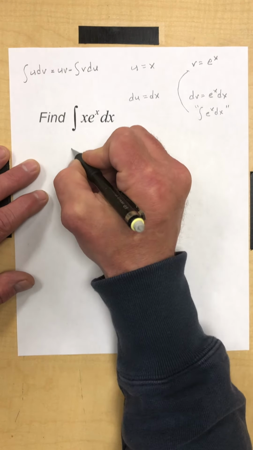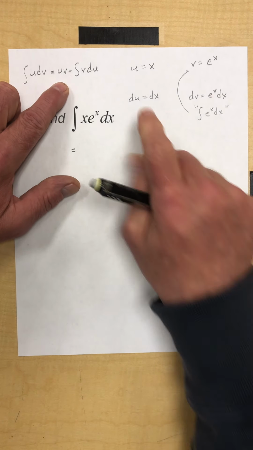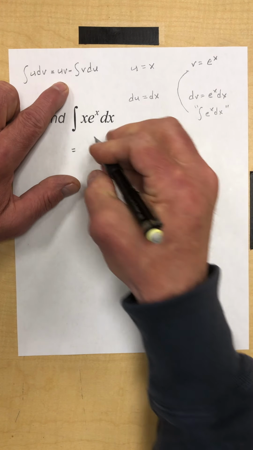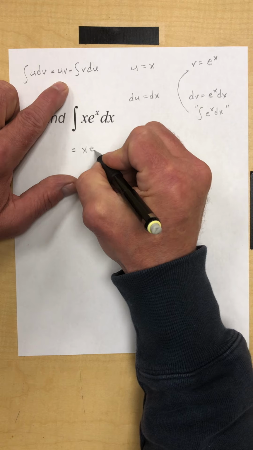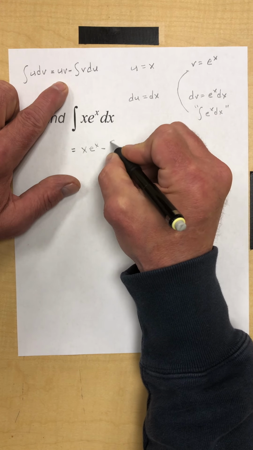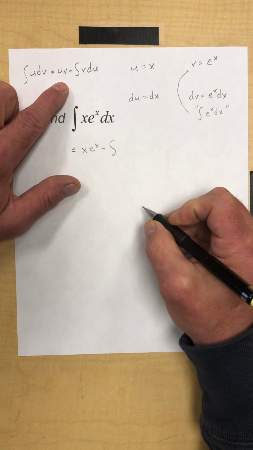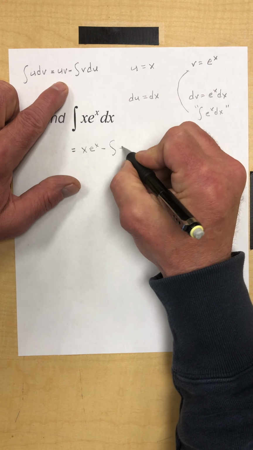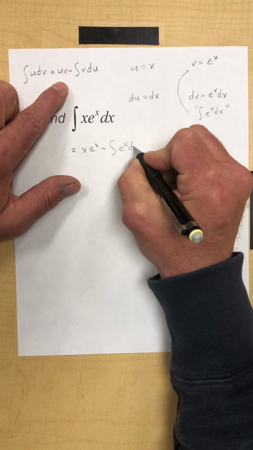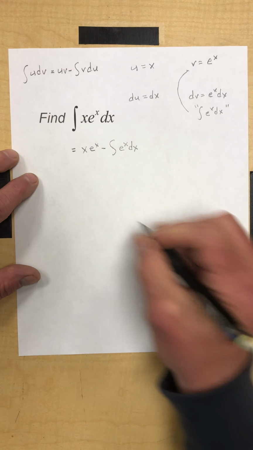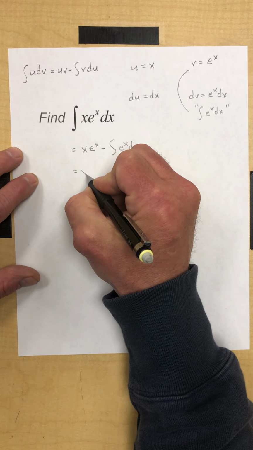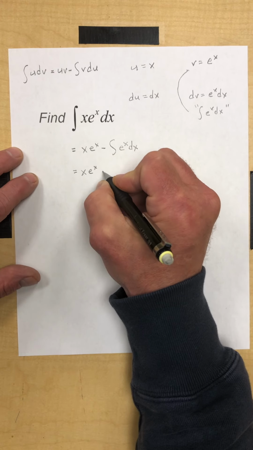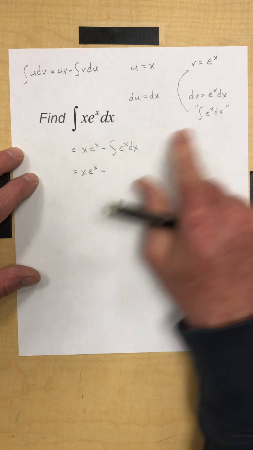Okay, so let's see. We got to do this guy. So we go u times v. So we get x e to the x minus the integral of v du. So it'd be e to the x dx. And obviously this is pretty easy to do. x e to the x minus, well, we already know. We already did it up here.